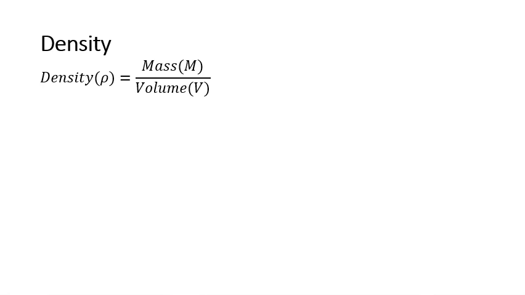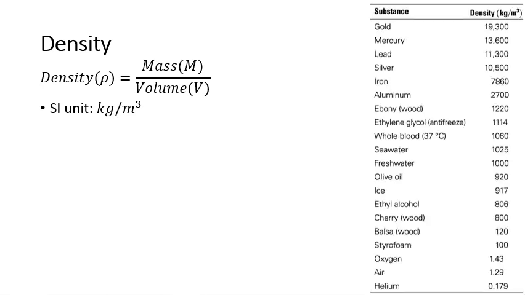Okay, let's talk about density first. Density is defined as mass per unit volume, and if you write it equation-wise, the mass divided by volume gives you the density, and the SI unit for density is kilograms per cubic meter.